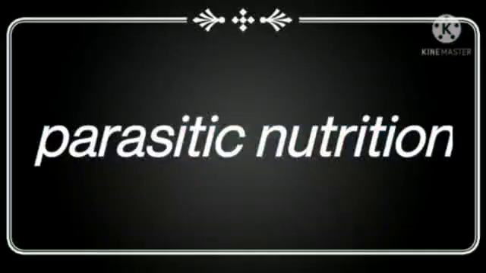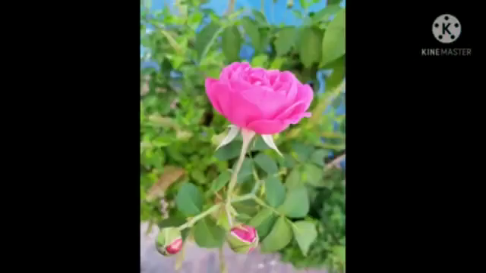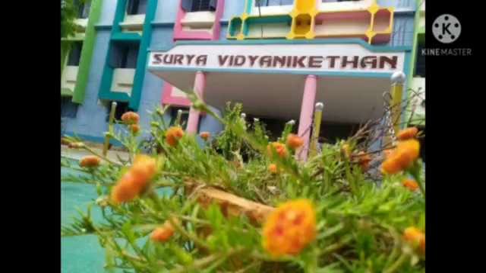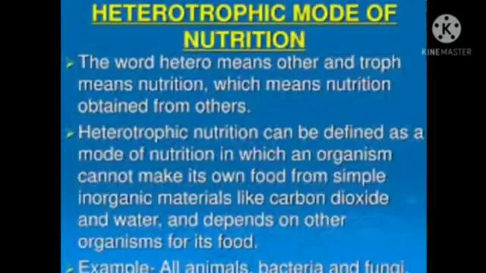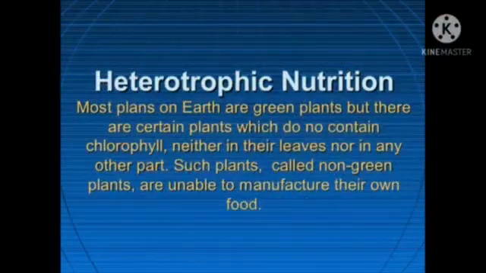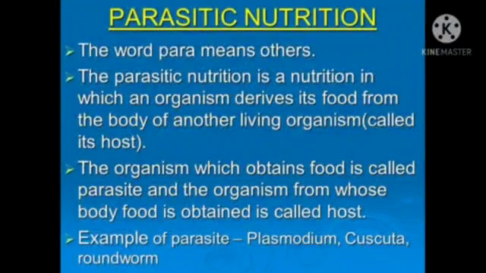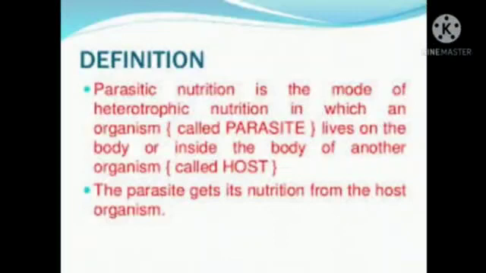I'm back with our special topic, that is parasitic nutrition. We already discussed in our previous videos saprophytic nutrition and holozoic nutrition. Saprophytic nutrition examples are mushrooms and molds, whereas holozoic nutrition examples are man, dog, cattle, amoeba and paramecium. Let us see a very interesting concept, that is parasitic nutrition.